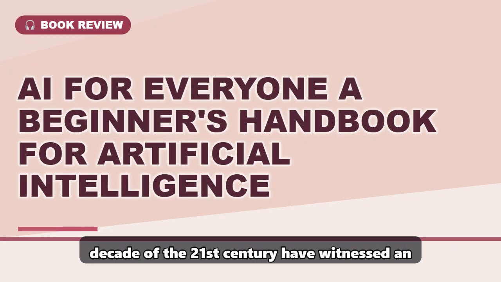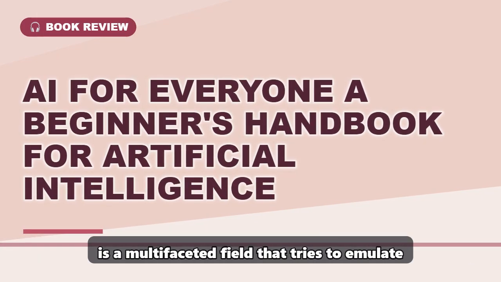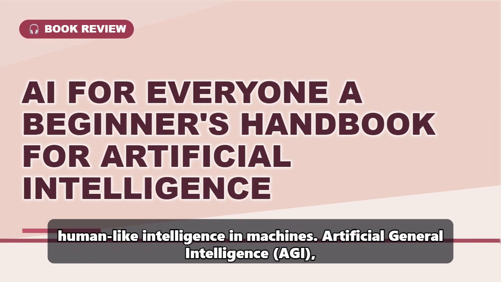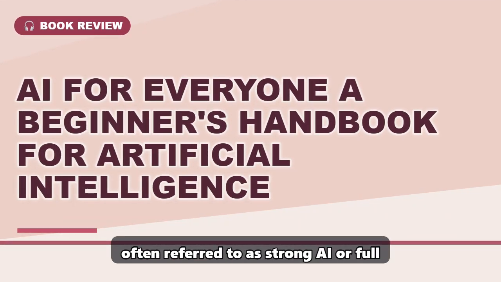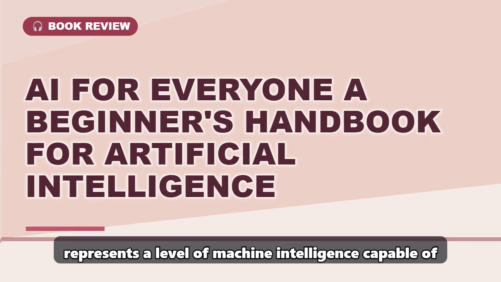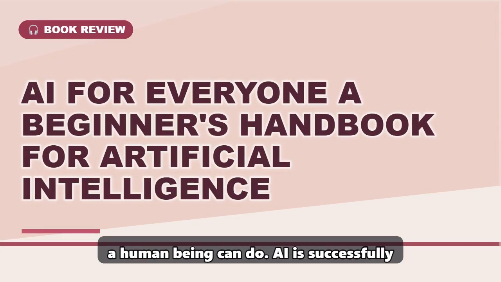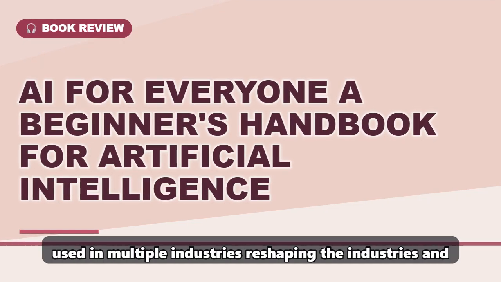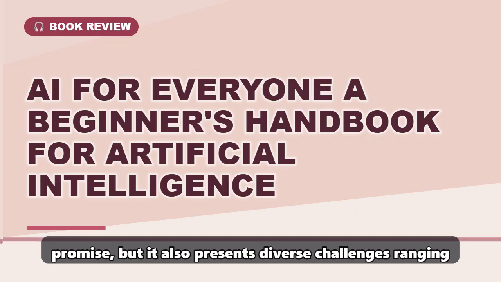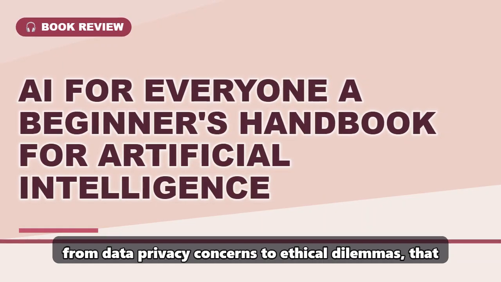The second decade of the 21st century witnessed an unprecedented surge in AI research and development. AI is a multifaceted field that tries to emulate human-like intelligence in machines. Artificial General Intelligence, AGI, often referred to as strong AI or full AI, is a concept in artificial intelligence that represents a level of machine intelligence capable of understanding, learning, and performing any intellectual task that a human being can do. AI is successfully used in multiple industries, reshaping the industries and solving complex problems. Artificial intelligence, AI, holds immense promise, but it also presents diverse challenges ranging from data privacy concerns to ethical dilemmas that need careful consideration.